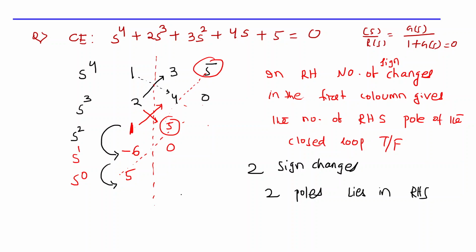Suppose in this question I ask you to find out how many poles are located on the left hand side and how many poles are located on the right hand side. There are two poles on the right hand side because you can see there are two sign changes. But how many poles would be on the left hand side? Out of 4 poles, 2 poles are on the right hand side, so 2 poles will be on the left hand side. So this will be the pole-zero location.